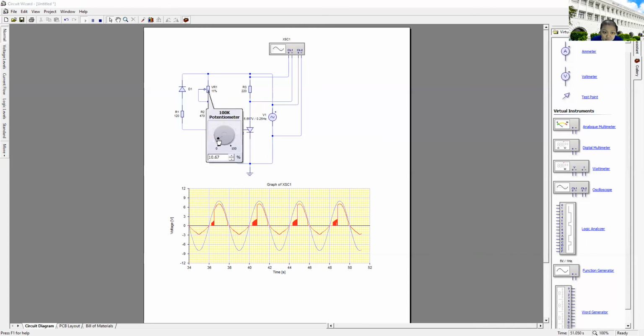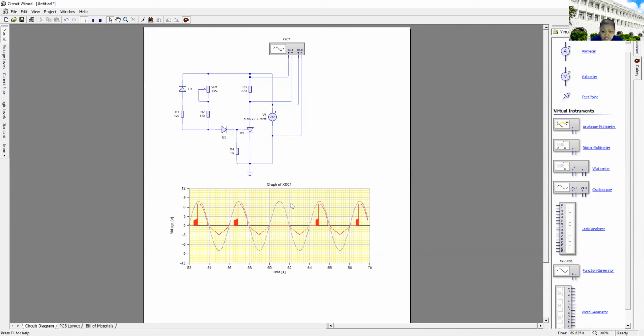Let's try to increase it more until it reaches 90. At some point, it will not conduct anymore if it reaches the maximum. So the maximum firing angle only for this circuit is 90 degrees.